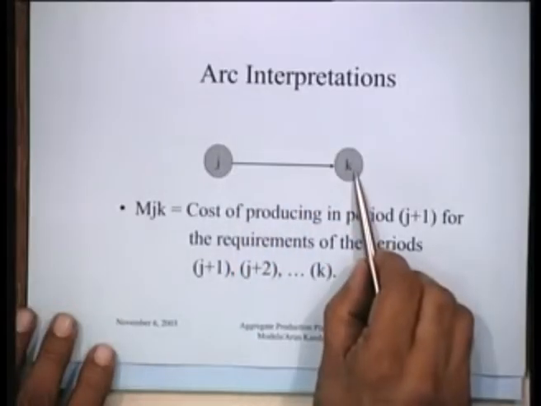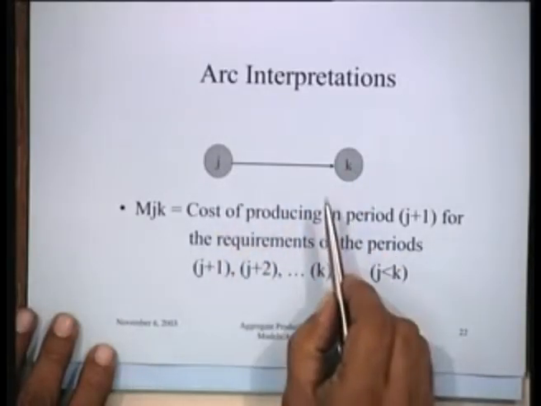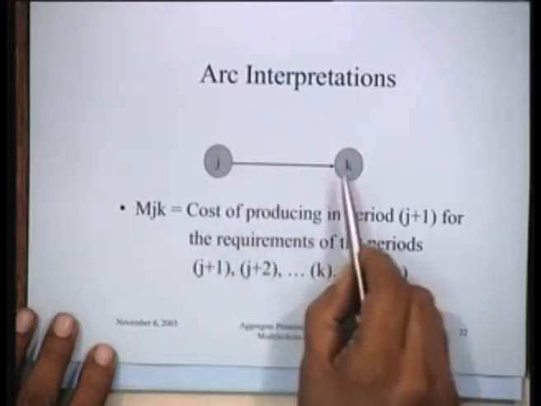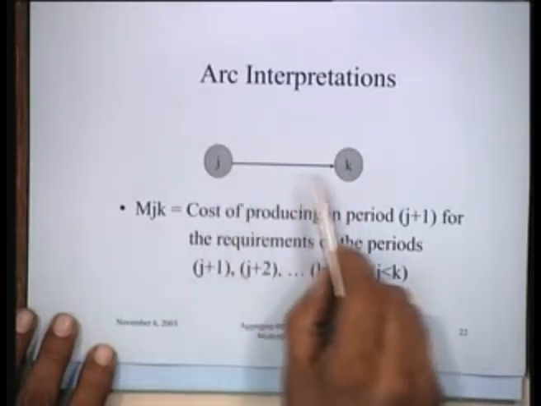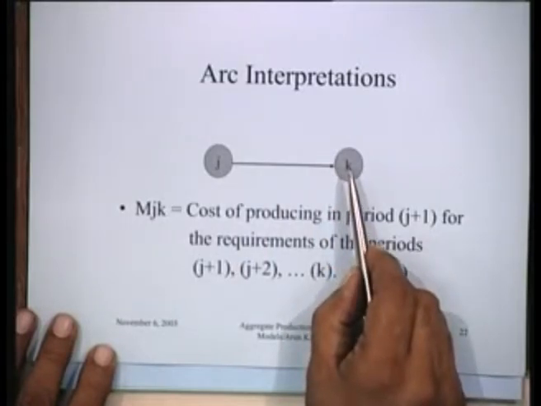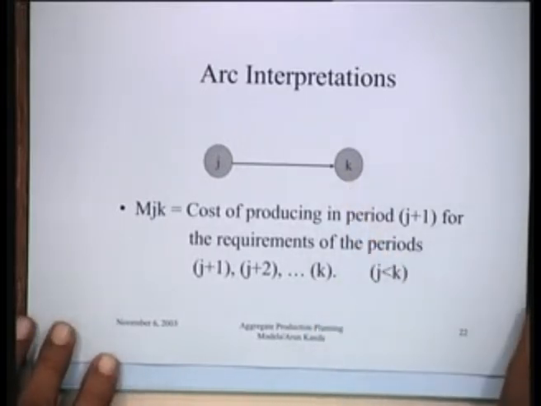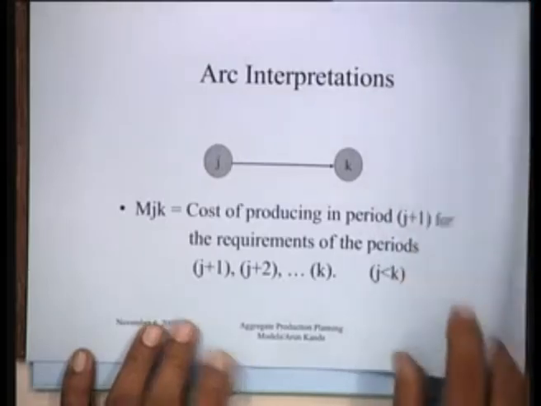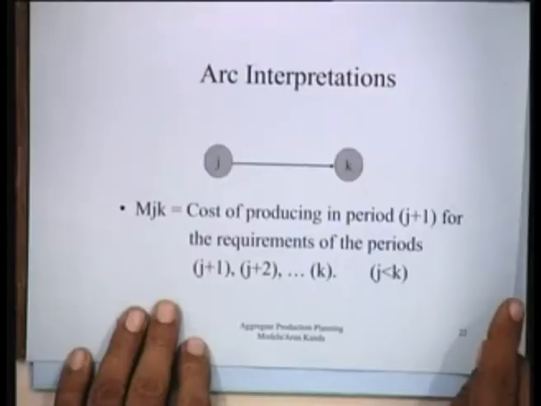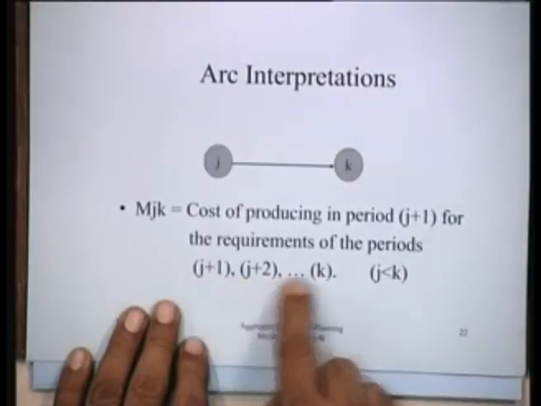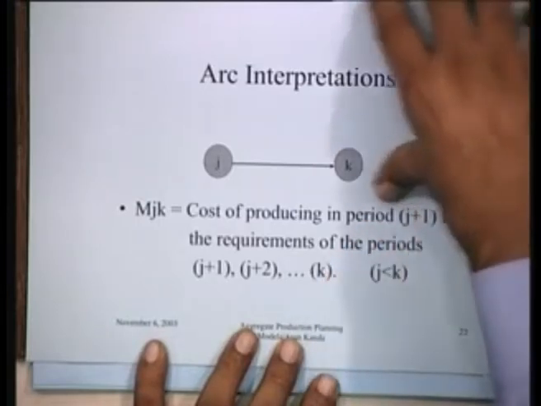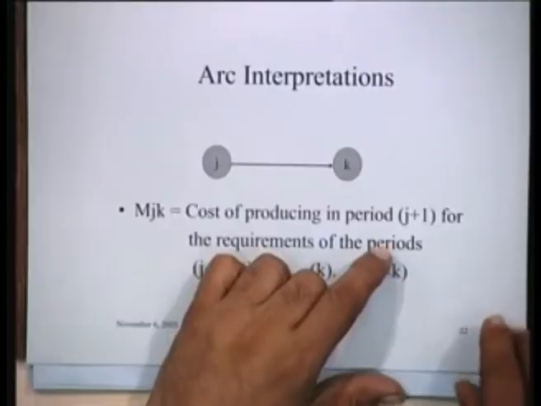So should it be only K? No, it's going from mjk. So we are talking about the planning horizon J plus 1, J plus 2 and so on up to K. For instance, if it is going from node 3 to node 5, what we are saying is between the periods 4, 5. That's what it is. This planning horizon from 4 to 5. So mjk is the cost of producing in period J plus 1 for the requirements of the periods J plus 1, J plus 2 and so on up to K. This is the interpretation.